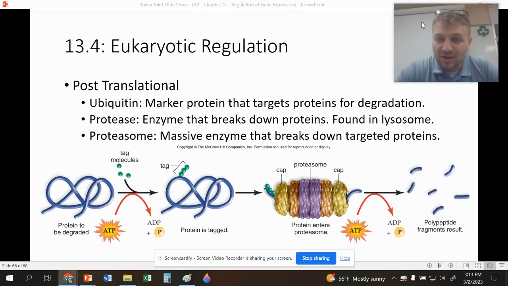These are just enzymes that are going to break down proteins. And we do that by tagging them with something called ubiquitin. Ubiquitin is a marker for a protein to be degraded. So whenever you have proteins that you don't need anymore, they're going to be degraded by being tagged by ubiquitin, and either a protease or a proteasome is going to come in and break them down further because, again, the proteins aren't needed, so why keep them around?